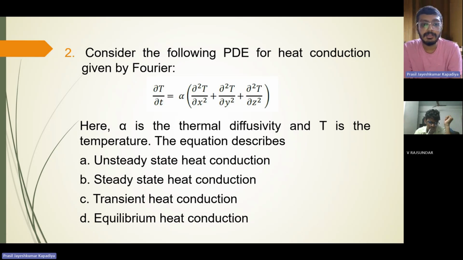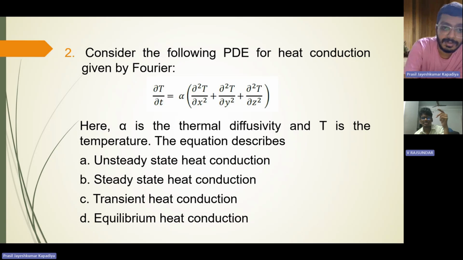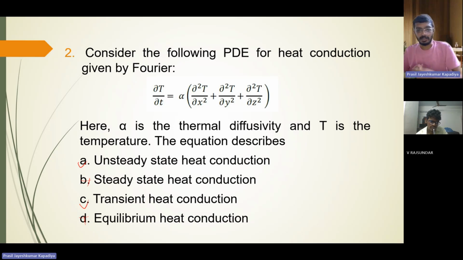So does this equation describe unsteady state, steady state, transient or equilibrium? What's the difference between unsteady state and transient? It's not steady state because of this term, and it's not equilibrium. So this is both an unsteady state as well as a transient equation. Transient we can't exactly say, but unsteady state we can surely say.